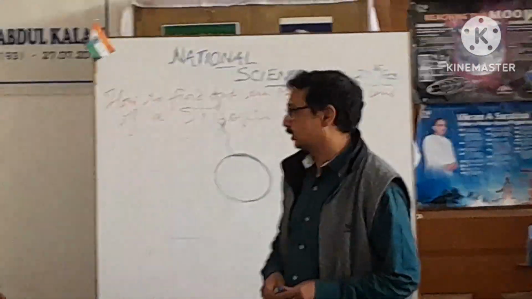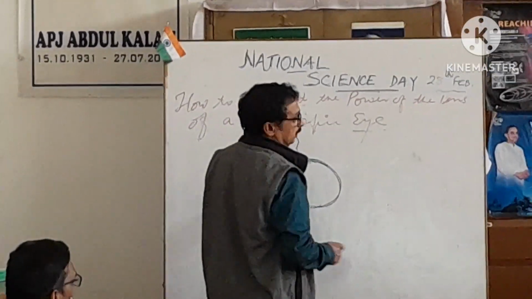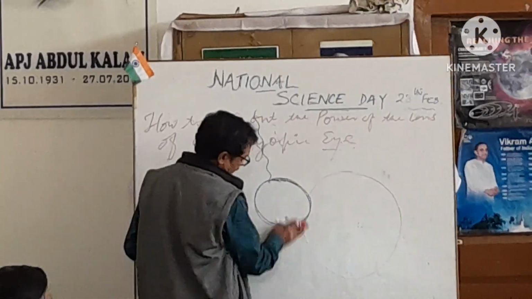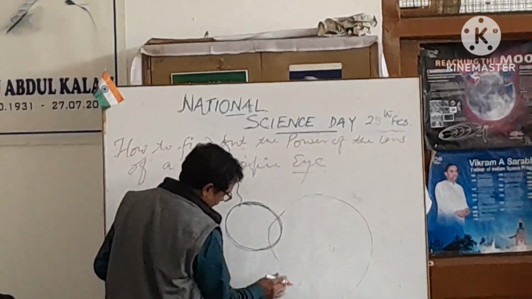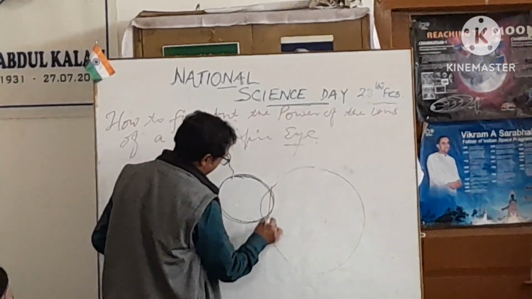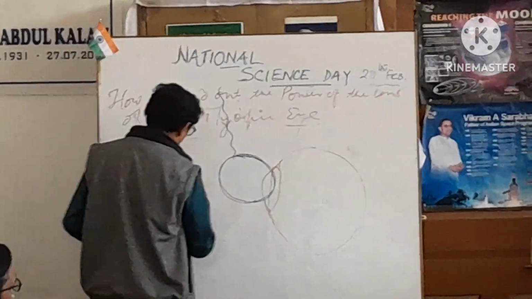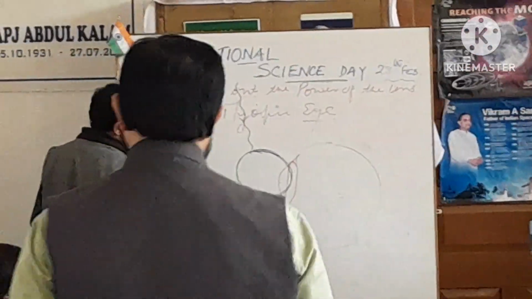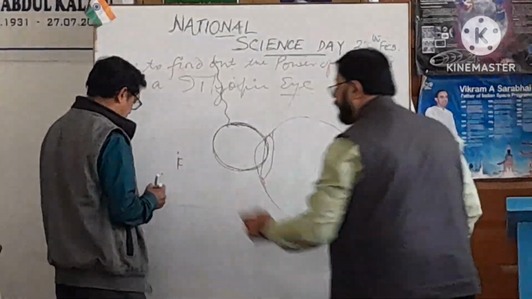Okay. First of all, let's see what a myopic eye is. As we all know, in this type of defect of vision, what happens? A person suffering from myopia can see nearby objects but cannot see distant objects, because his far point comes near.